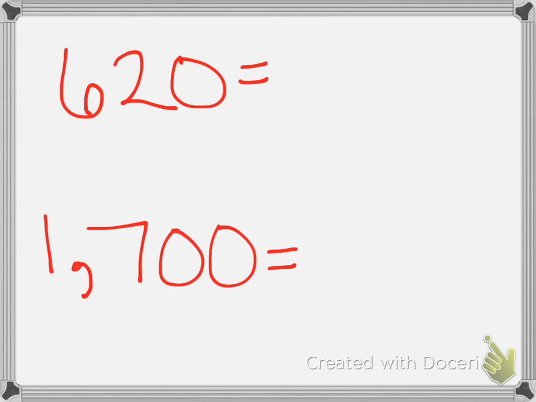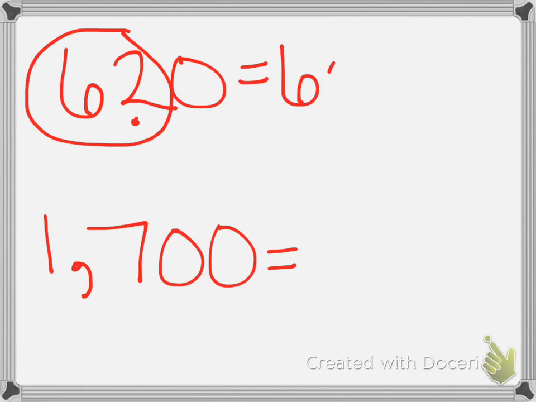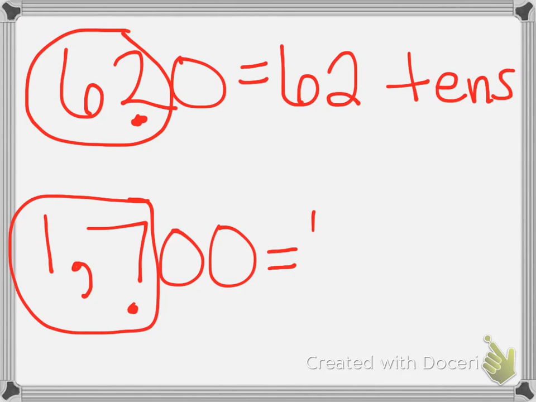An easier way to look at it is to look at maybe the tens place. If I want to know how many tens are in 620, I look at my 2 in the tens place and I circle everything after it, and that honestly gives you your answer right away, that you have 62 tens since the 2 is in the tens place. Another easier way to show that, say I'm wanting to know how many hundreds are in 1,700, I start with my 7 in the hundreds place and I circle everything after it, and I have 17 hundreds.